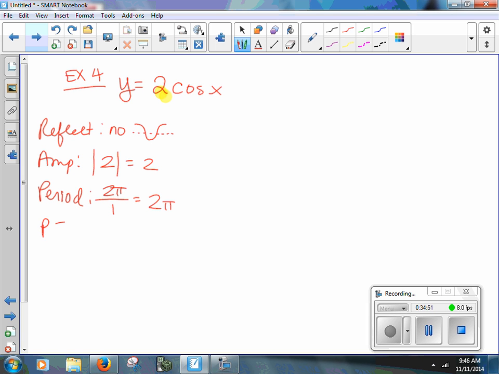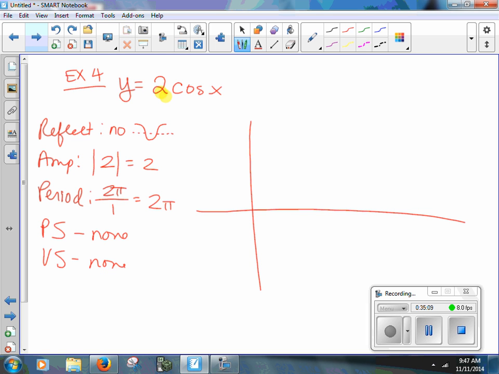Is there a phase shift? No. Is there a vertical shift? No. Okay, we got our pre-work done. It takes 5 seconds, 7 seconds at most to write that stuff down. Big deal.